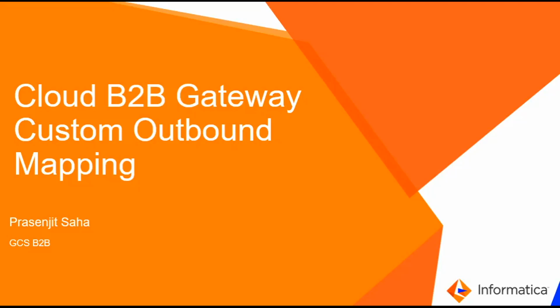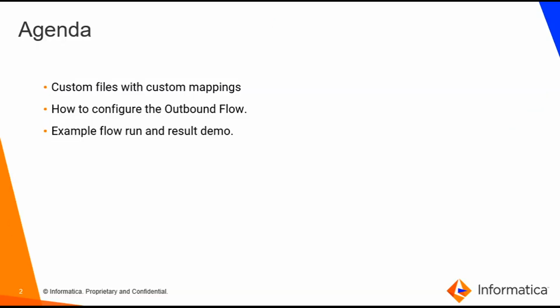Today I will be discussing Cloud B2B Gateway custom outbound mapping using custom files. In my earlier video, I showed the demo of how to process custom files with inbound mapping. We have a small agenda. We will shortly discuss custom files with custom mappings and then how to configure the outbound flow. After that, we will show an example flow run along with the result demo.